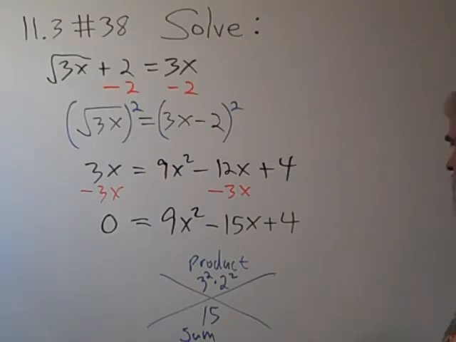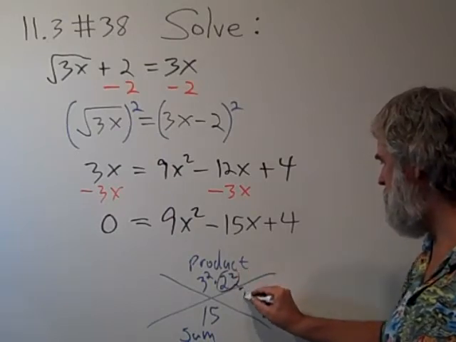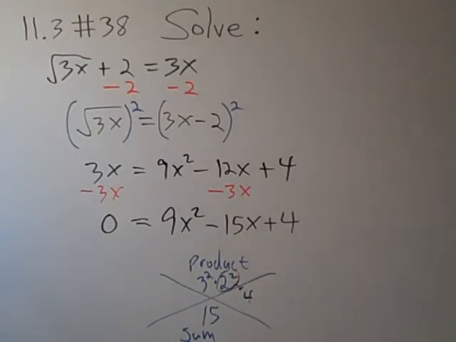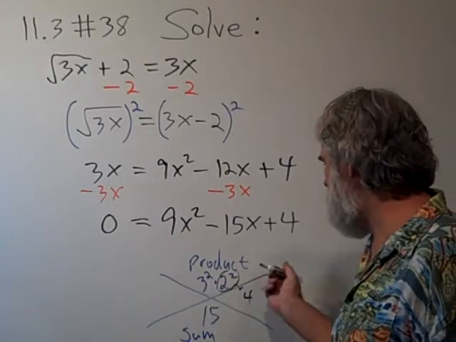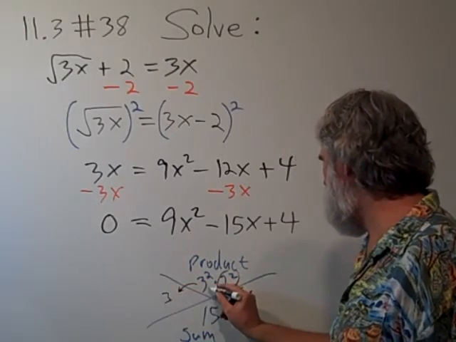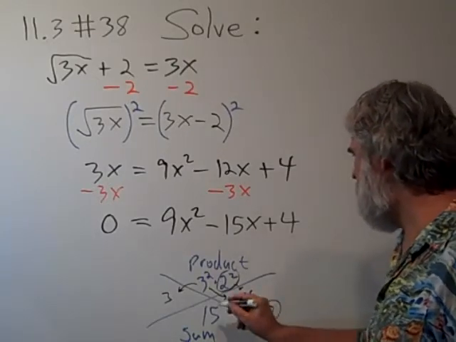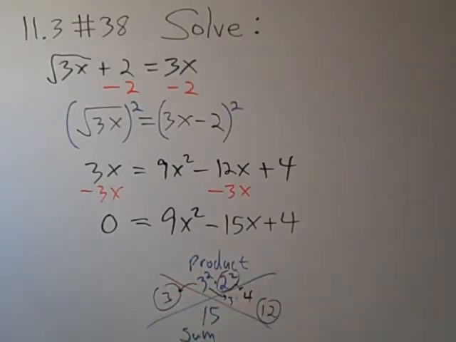15 being an odd number means the 2's all have to stay together. 2 times 2 is 4. If we put one of the 3's over here and the other 3 factor with the 4, we have 3 times 4 or 12, and 3 and 12 add up to 15. So those are the numbers that we need to rewrite the middle term.